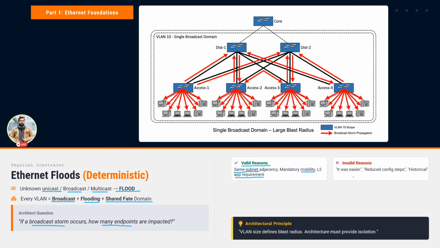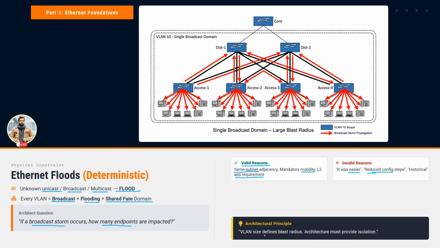But you know what I see all the time? People say it was easier, or it's always been this way, or it reduced configuration steps. Those are not architectural answers. So what should an architect do instead? Simple principle. If adjacency isn't explicitly required, enforce a layer 3 boundary.